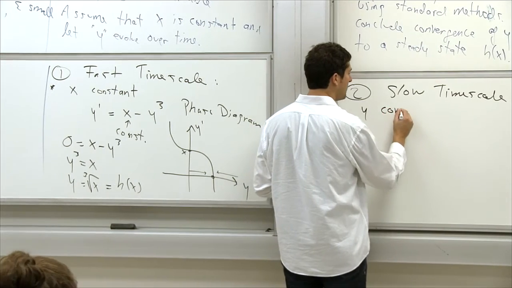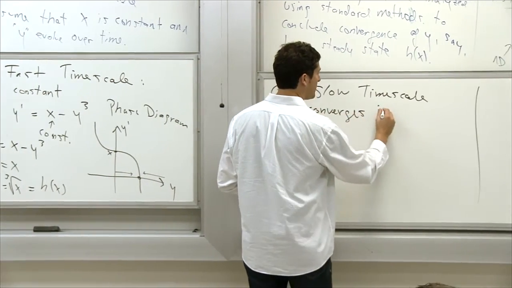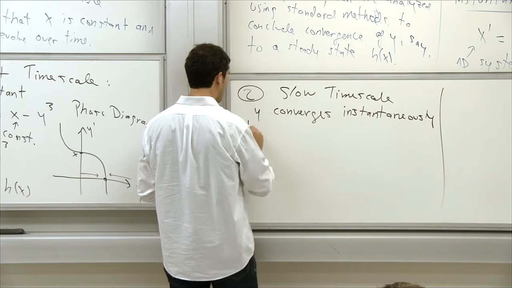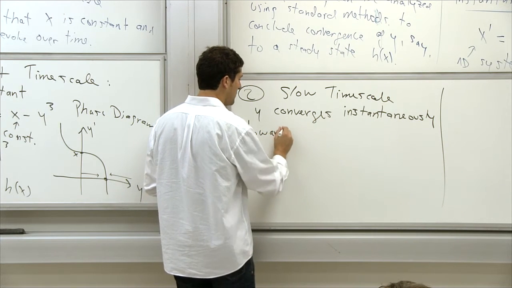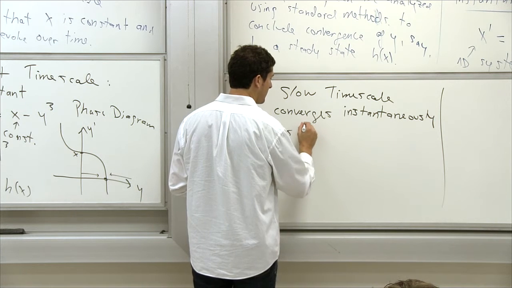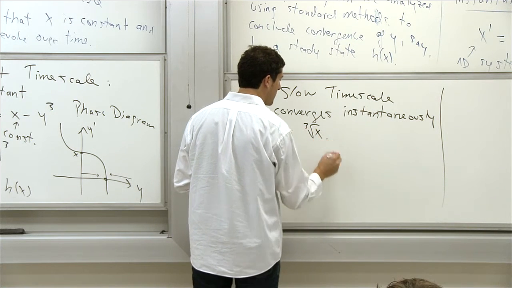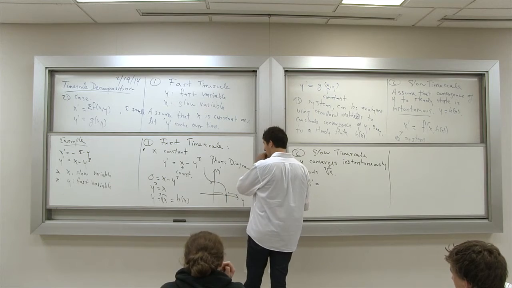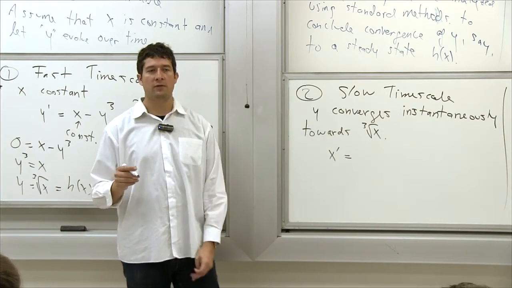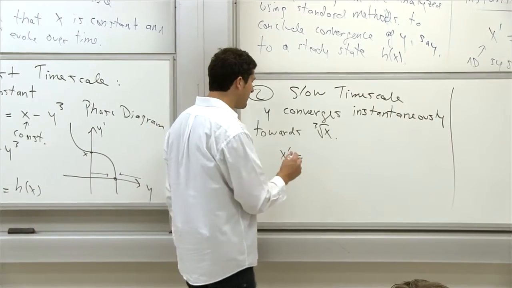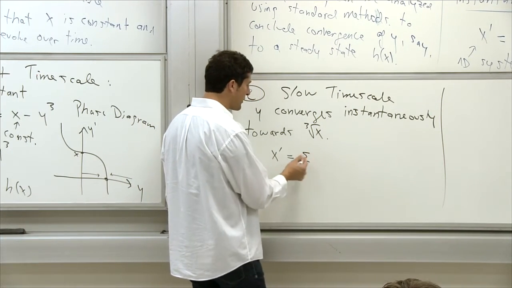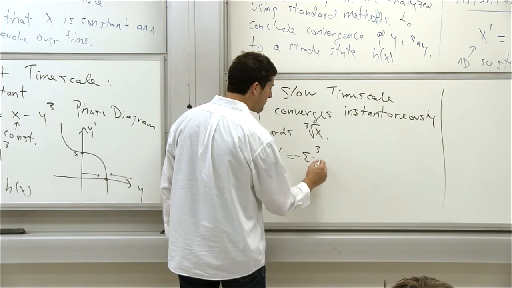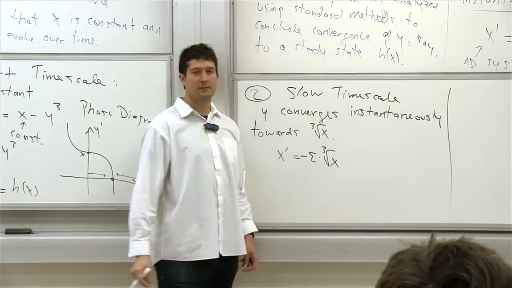So y converges instantaneously to or towards cubic root of x. So now we have the system x prime equals, and then again, you can write the epsilon if you want. We're talking about the qualitative behavior. The time scale is totally different. Sure, let's write the epsilon, no problem. Epsilon times y, which is, minus epsilon times cubic root of x.